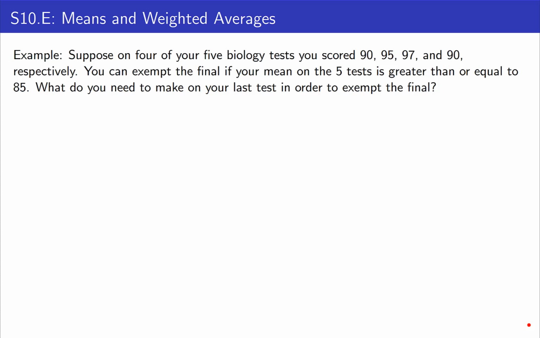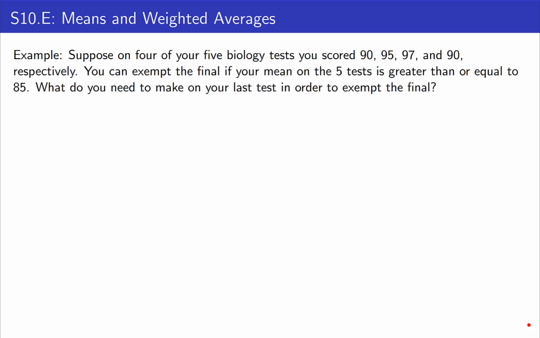And then, if you want to exempt the final, you need to have a mean on the 5 tests that's greater than or equal to an 85. We want to know, what score do you have to make on your last test in order to exempt the final? So we want to know what score will give you an average of 85 when you get that score.